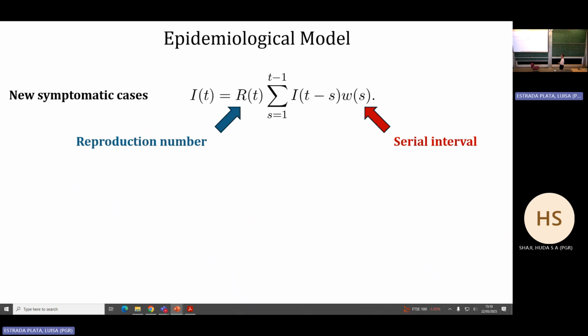So in our epidemiological model, new symptomatic cases are going to occur with this equation. This R_t here is the instantaneous reproduction number. So if I'm infected at time t, how many people would I expect to infect at future times? And then this w is the serial interval. So if I infect someone, this is the time between me displaying symptoms and them displaying symptoms. So this controls the time scale of the epidemic.